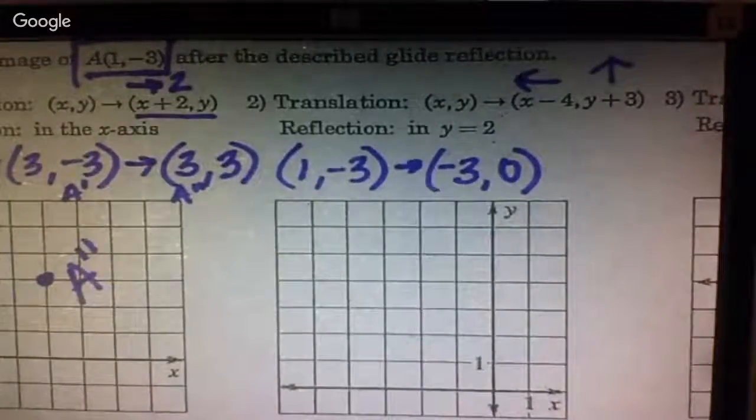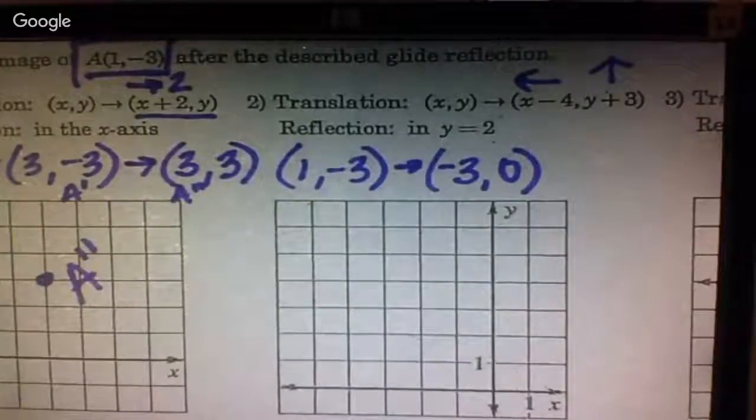Okay, so the line y equals 2 is a horizontal line that goes through 2. Here's your line. No, it's not perfectly straight. I'm off with that. Okay. If you need to resort back to drawing, that's okay.